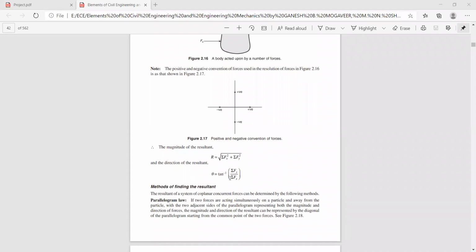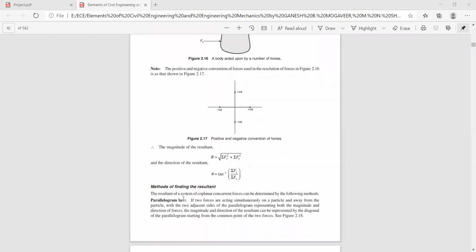So next, we shall discuss how to find the magnitude and direction of a resultant by using the law of parallelogram of forces. Now here, the method of finding the resultant: the resultant of a system of coplanar concurrent forces can be determined by the following methods. In your syllabus, you only have the law of parallelogram of forces.